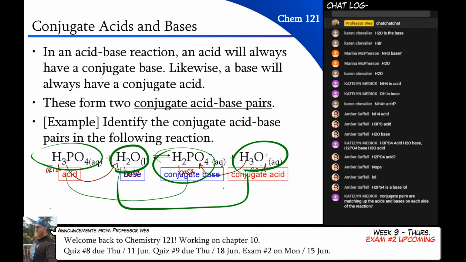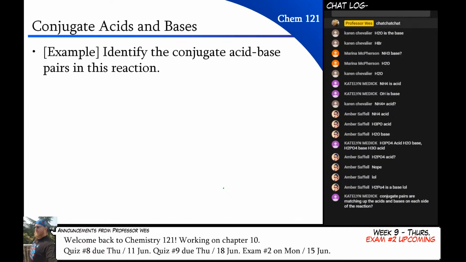All right, let's do another one here. Sorry, that's just my answer, which is what I drew. Here's a different one. Identify the acids, bases, and then link the conjugate pairs together.